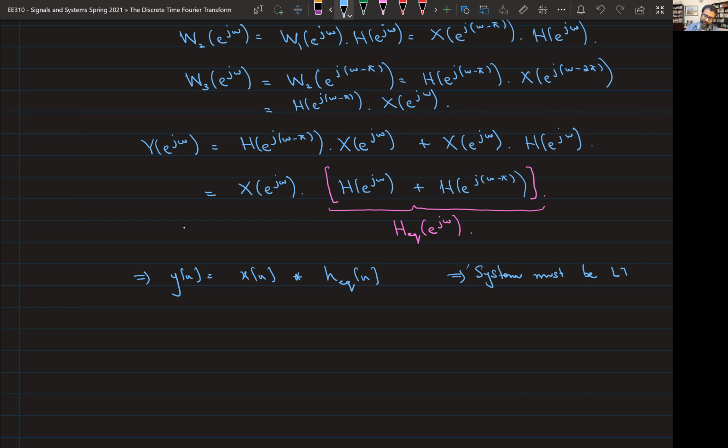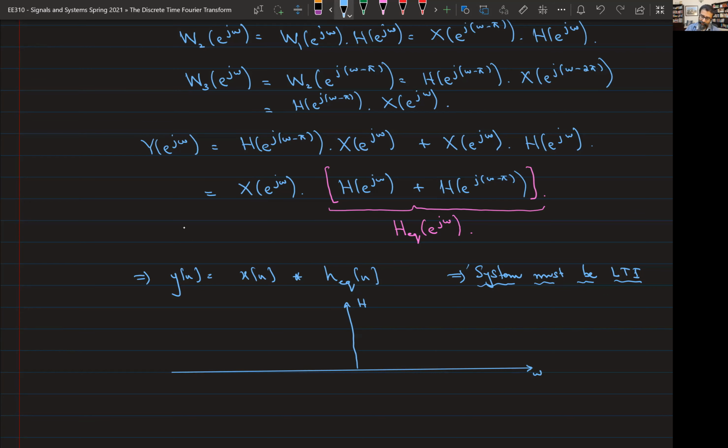Now the question is, what kind of a system is it? What does it do to the signal? Is it a low pass filter? Is it a high pass filter? Is it some other sort of a filter? So how do I do that? In order to do that, I would need to see what is that equivalent frequency response that I'm getting. So if this is the omega axis, what is H equivalent?